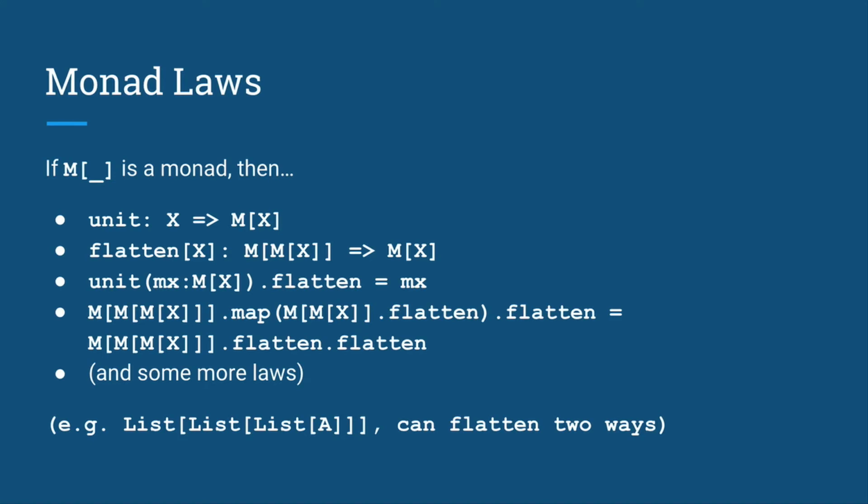And if we have MMX, like a list of lists, and we map flatten on it, so we flatten inside, and then we have MX, and then flatten again. It's the same as if we were flattening outside. So if we flatten this M with this M, we'll have MMX, right? And flatten again, the result is the same. Here's an example, a list of A. And we can flatten in both ways.